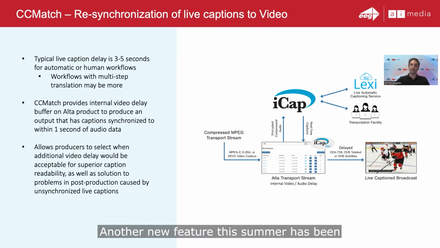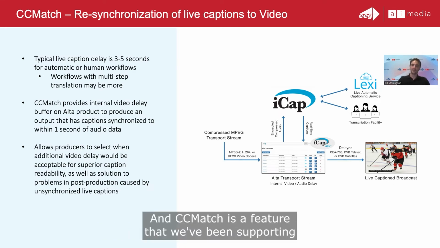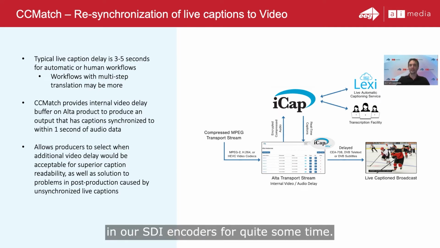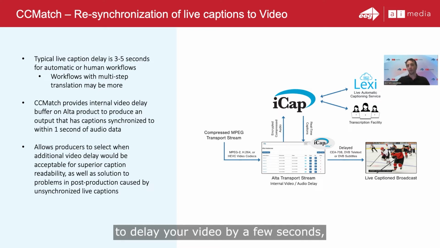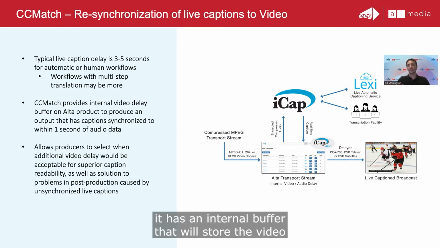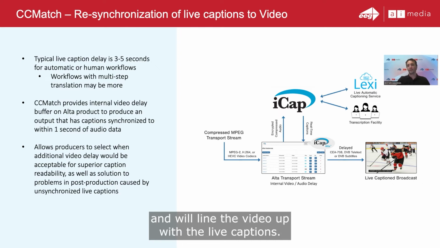Another new feature this summer has been the addition of CCmatch to Alta, and CCmatch is a feature that we've been supporting in our SDI encoders for quite some time. What it's able to do, when it's acceptable to delay your video by a few seconds, is use an internal buffer that will store the video and line the video up with the live captions.